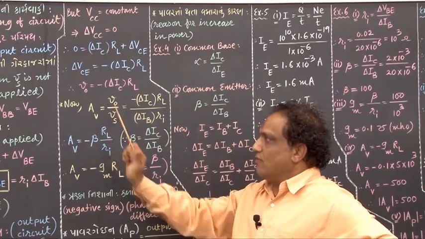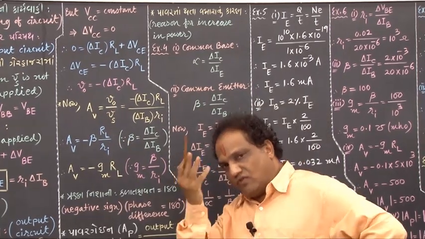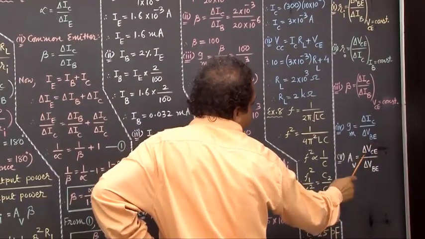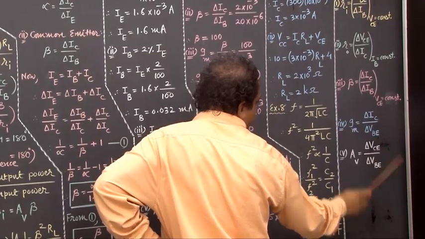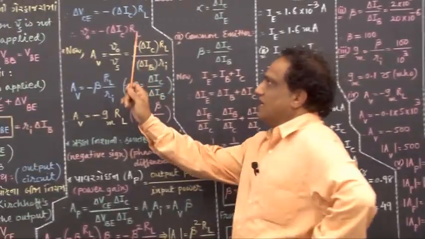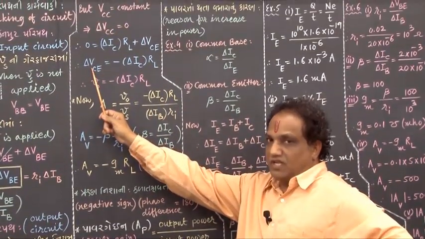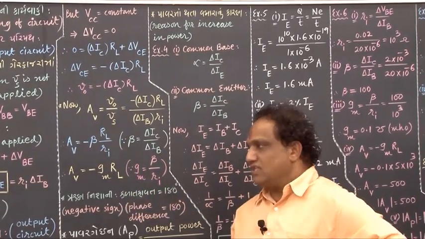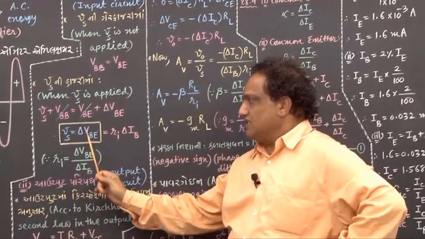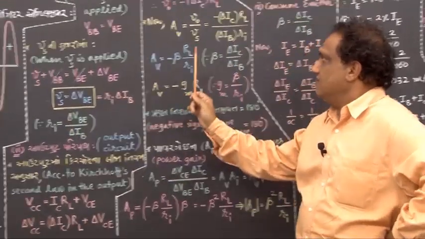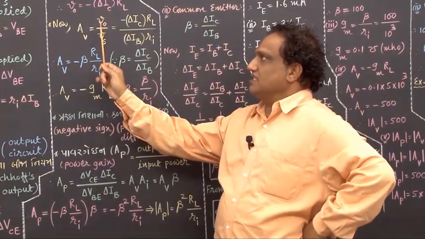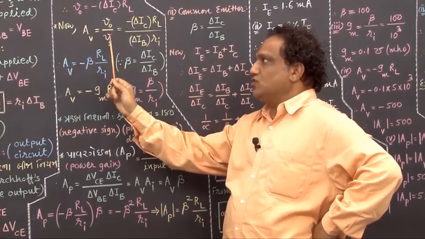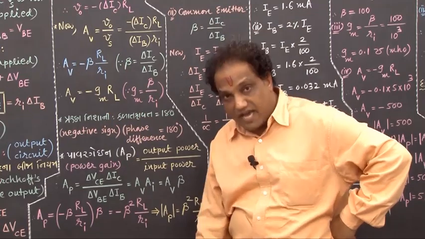Now just recall the formula of voltage gain. What was voltage gain? Voltage gain was the change in collector voltage divided by the change in base voltage. Change in collector voltage is nothing but output voltage, correct? Divided by change in base voltage, which is nothing but Vs, so I am writing Vs here. In fact, this is output voltage, this is input voltage. The ratio of output voltage to input voltage is called voltage gain.